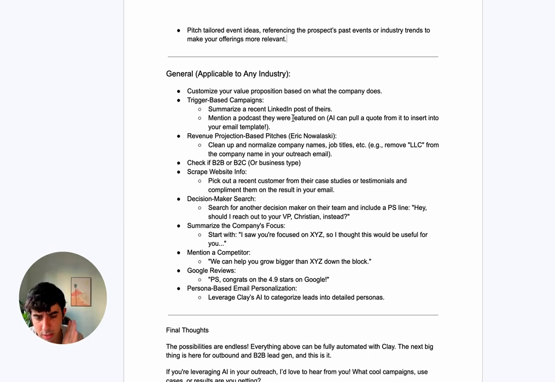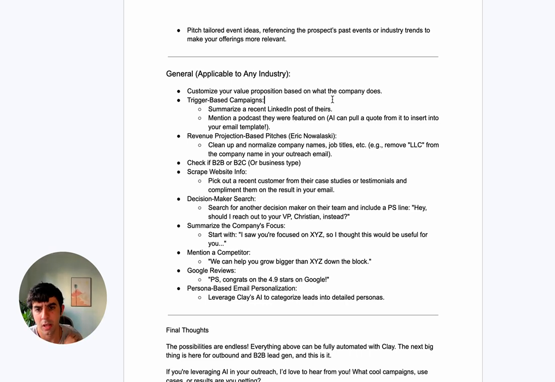First, you can customize your value proposition based on what the company does. Kind of shared a few examples of this, but basically you can say, hey, here's my value proposition. I want you to customize it in every email I send out based on the description of the company you're reaching out to. So then you're going to have that very catered, personalized outreach message where it actually feels more like, okay, I can help this person, rather than just a random templated email.